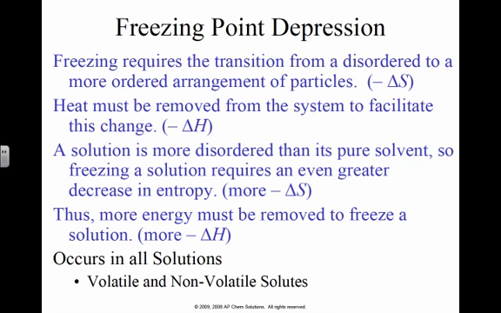So the boiling point elevates, the freezing point goes down. Freezing requires the transition from a disordered solvent to a more arranged solvent, so therefore it becomes more ordered, therefore delta S is negative. Heat must be removed for the system to facilitate freezing, so delta H is negative, it's exothermic. A solution is more disordered than just the pure solvent, which means it has even more disorder, so a larger delta S. Therefore, it requires more heat to be removed.